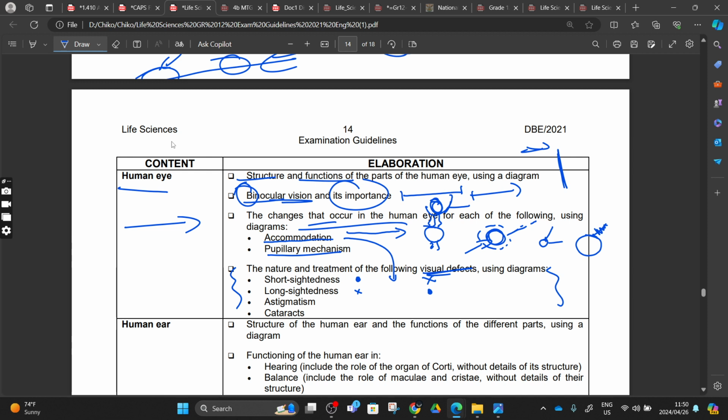So you know that for something that we are bringing closer, our accommodation has to do like this. So if our eyes are failing to do like this, we'll end up with long-sightedness only. Understand, right? Hence here, for you to read something, you have to push it away.